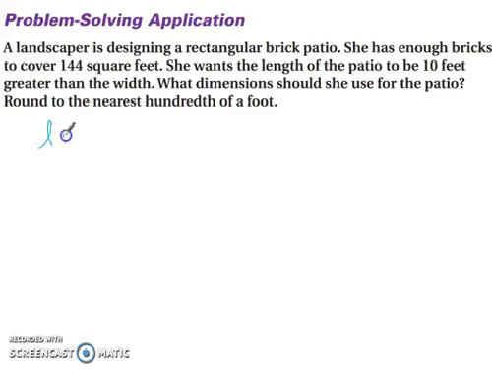So we have length times width equals our area. And in this case, our length is going to be x plus 10, and our width is going to be x. It's going to equal our area, which is 144 feet. So now let's simplify. So we end up with x squared plus 10x equals 144.